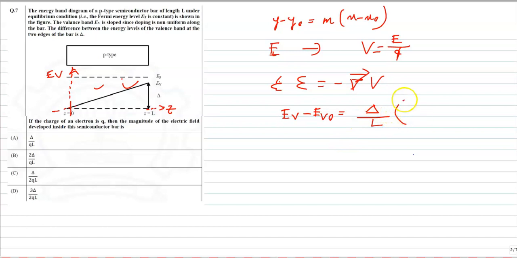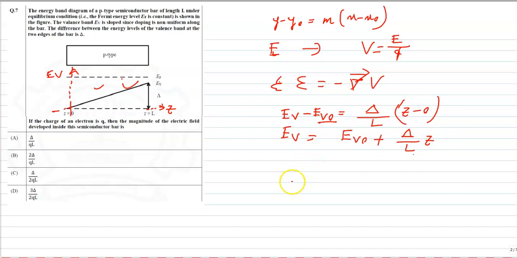So del upon L. Then this X, because it is the Z axis, single Z axis, so Z minus 0 because it starts from 0. But we don't know where the EV starts, so I wrote the constant EV naught. So the EV equation is simply EV naught plus del upon L Z.